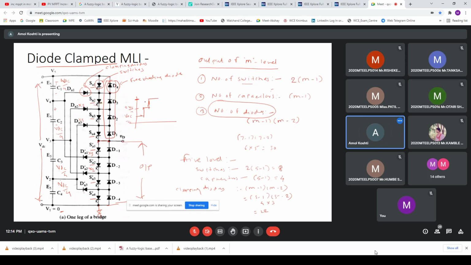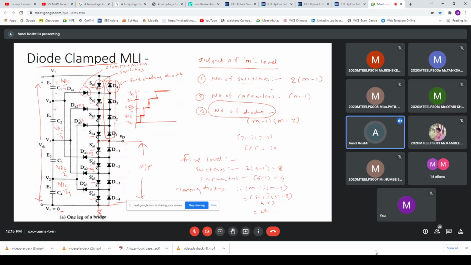3 VDC by 4, and as we include C1, VDC by 4, VDC by 4, VDC by 4, VDC by 4, total 4 VDC by 4, which here is the full VDC. So from this we get this. This is the first level, second level, third level, fourth level, and one I have missed here, which is the zero level. So in total 1, 2, 3, 4, 5 levels of output are produced.